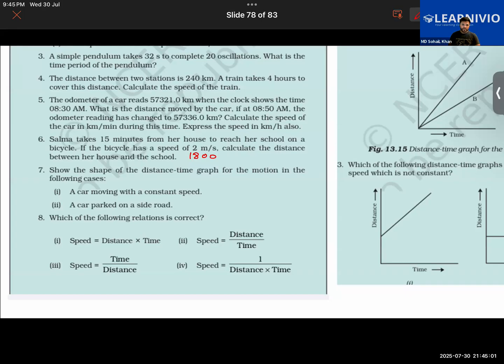Halima, are you drawing it or not? Sir, I'm reading the question. Okay, okay.